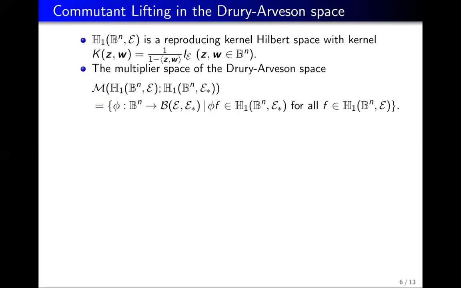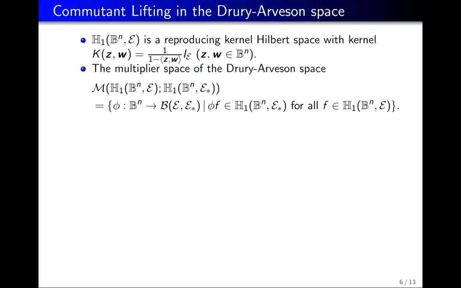And again, as before, in this case also, like before, one can associate an operator corresponding to a multiplier phi. One can define a multiplication operator M_phi simply by mapping f to phi times f. And again, one could take the help of a direct consequence of the closed graph theorem, which will tell you that it will also be a bounded operator from the E-valued Arveson space to the E star valued Arveson space.